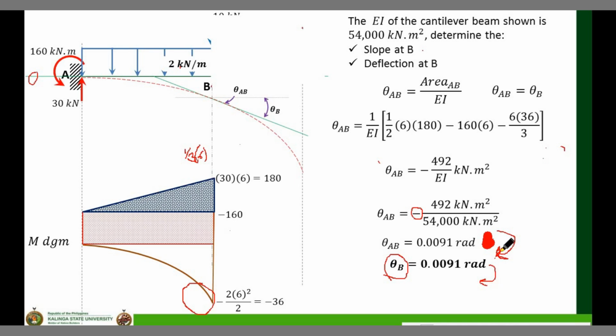Just remember, when you see the slope: if negative, that is clockwise. If positive, that is counterclockwise. Okay? Is that clear?